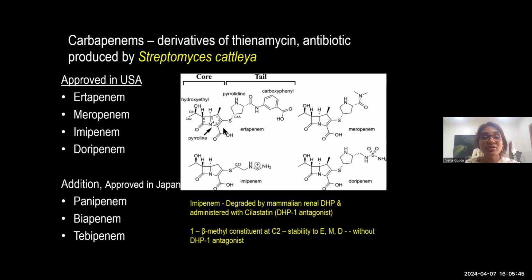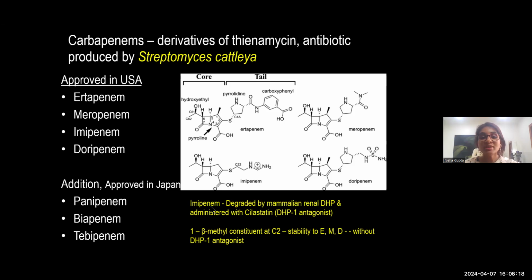Now, carbapenems have a core structure. How does it differ from the penicillin? So the carbon replaces the sulfur at the C2, and there is a double bond between the C2 and C3. This particular change from penicillin is responsible for the various properties of the carbapenems. And all of the other carbapenems like the ertapenem, mero, dori, as well as the imipenem have a different side chain, which is responsible for variation in their properties.